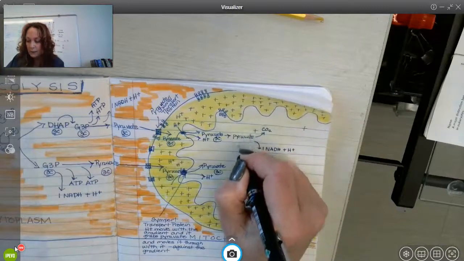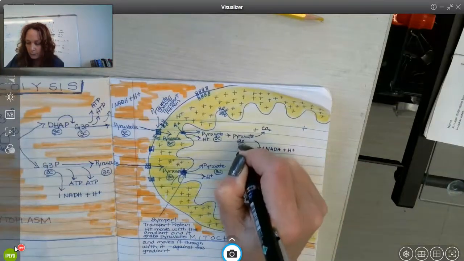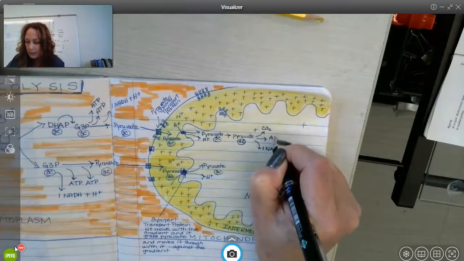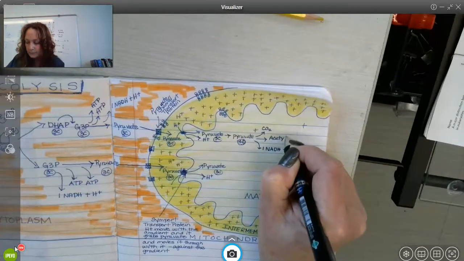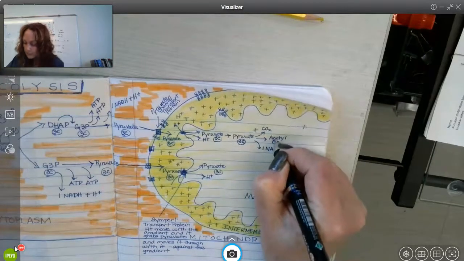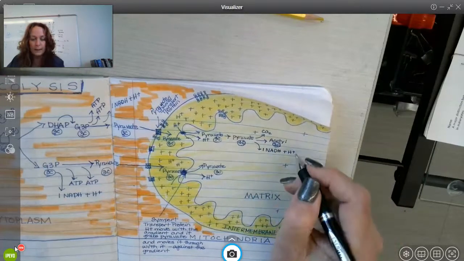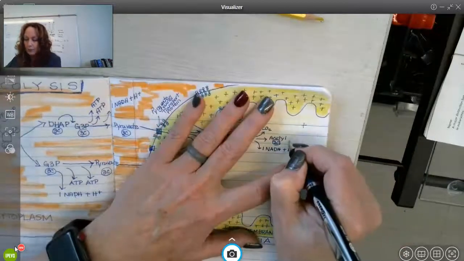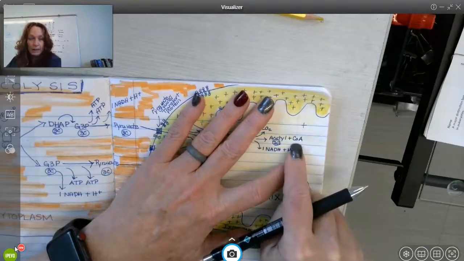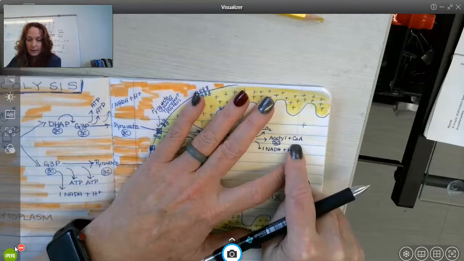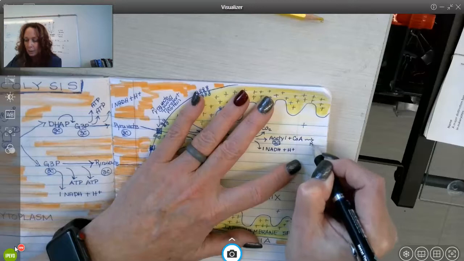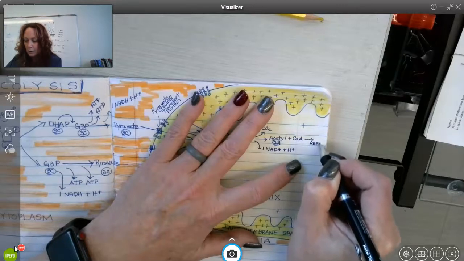Then this 3 carbon now becomes a 2 carbon molecule called acetyl. And we'll give the acetyl group, we'll add it to a CoA. We've talked about that before, coenzyme. And we'll have acetyl-CoA, and it's going to go to the Krebs cycle.